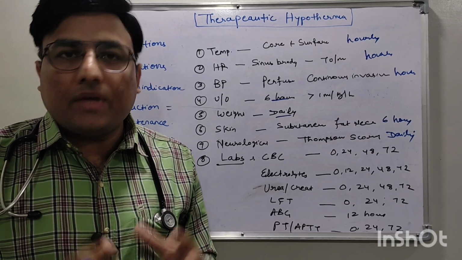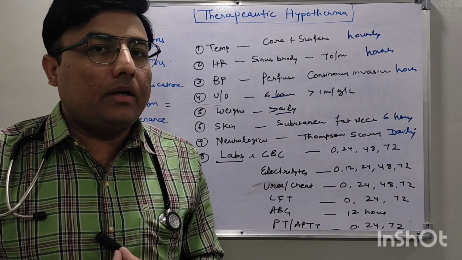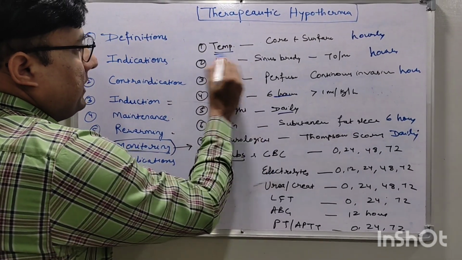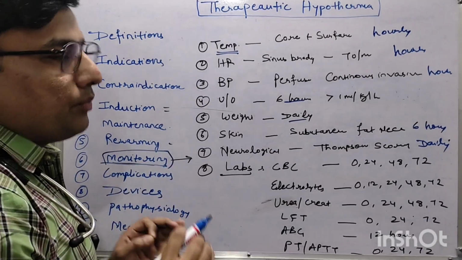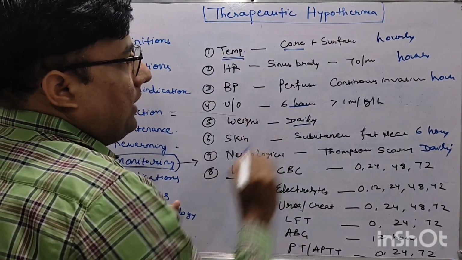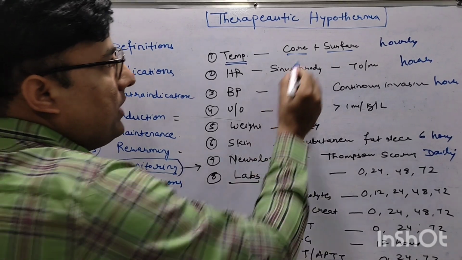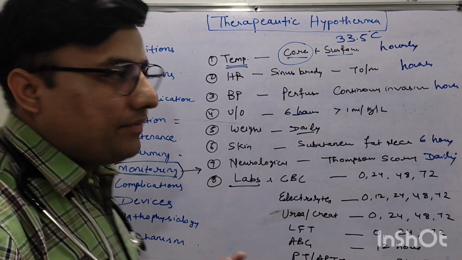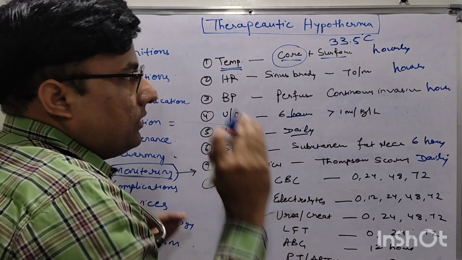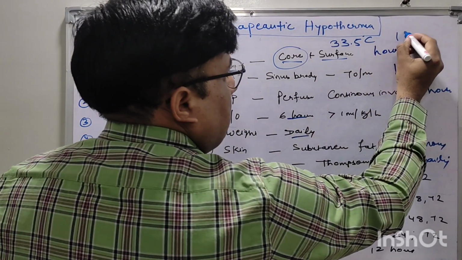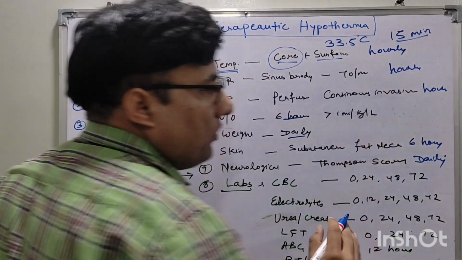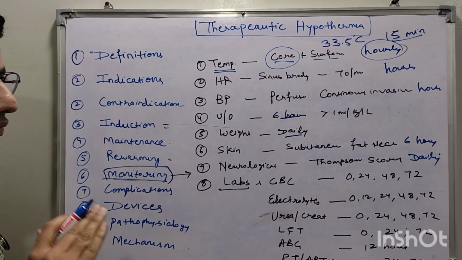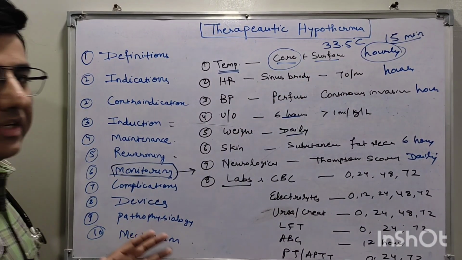Now we'll see what are the things we have to monitor during therapeutic hypothermia and how frequently we should monitor. So these are the things we have to monitor. First is temperature. Temperature is very important. We should monitor the core body temperature by rectal probe and surface temperature by skin probe. Core body temperature we have to maintain at 33.5 degrees Celsius plus minus 0.5 degrees Celsius. For that, during the first 4 hours we have to monitor the temperature every 15 minutes, and after 4 hours up to 72 hours we should monitor the temperature hourly. So we should avoid fluctuation. We have to regulate the temperature tightly.